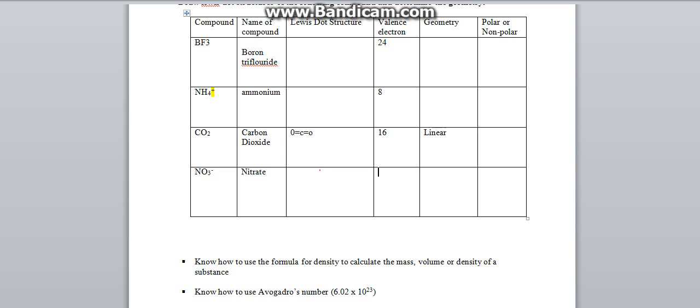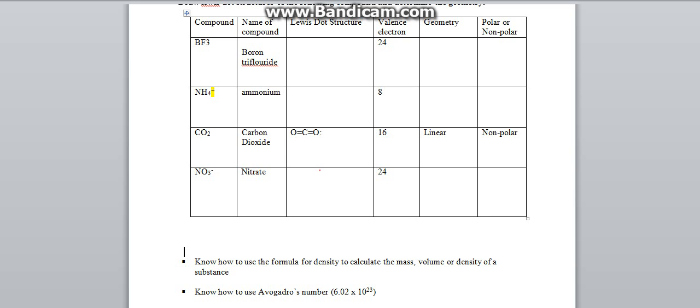Nitrate. Ugh. There's 5 in nitrogen, 6 in that, plus 1. So 5, 6, 6 times 4 is 24. Look at me, I can do math. Oh, and this one is non-polar. You could tell because it's even. It's gonna bug me. Nope. Yep. That's not right either. Okay.